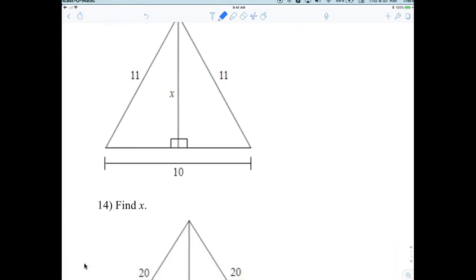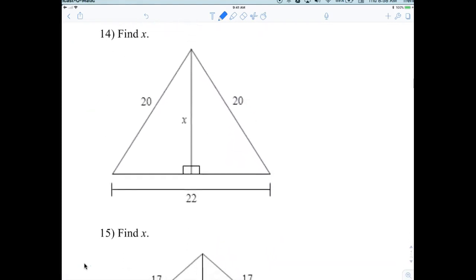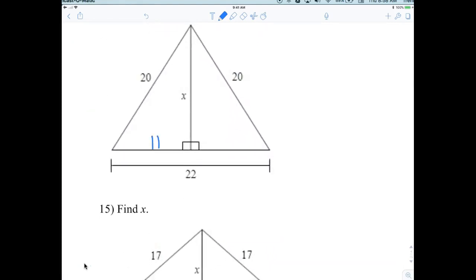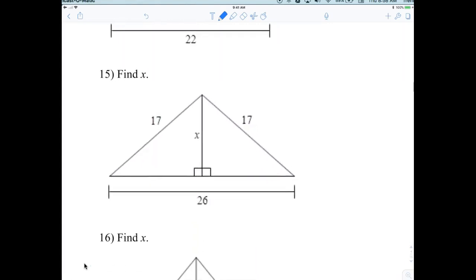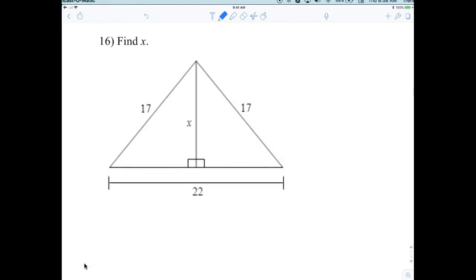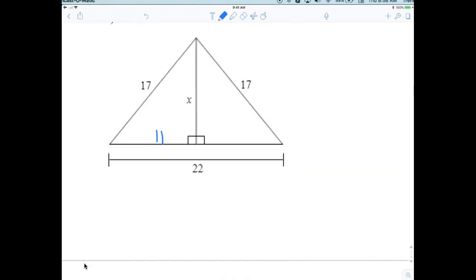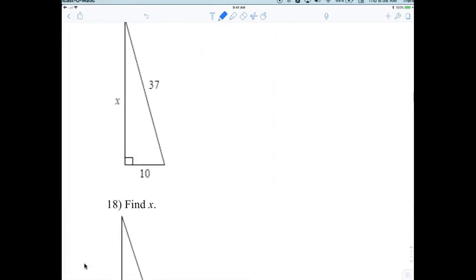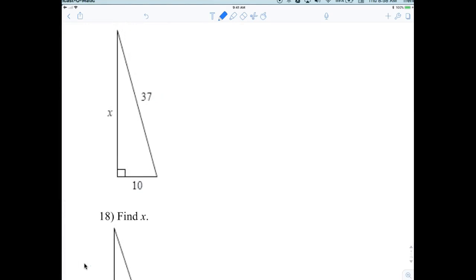Yeah, it's the same problem. All right, this is a 5. And this is an 11. Same problem. All right, this is 13. Same problem. So it's 5 on each side. Okay, now, again, that was just 10 squared plus x squared equals 37 squared.